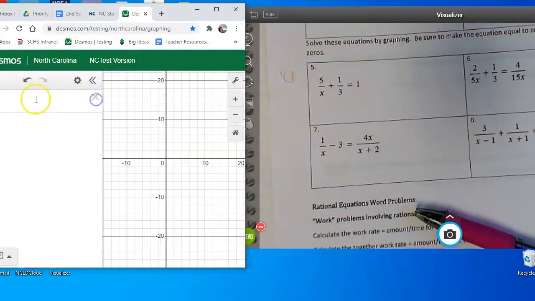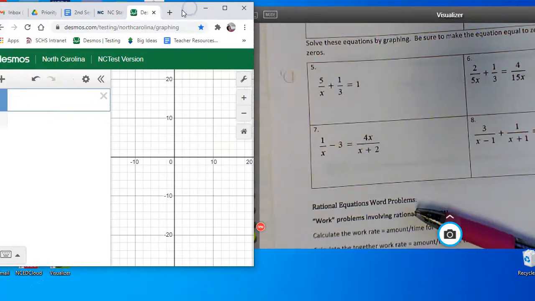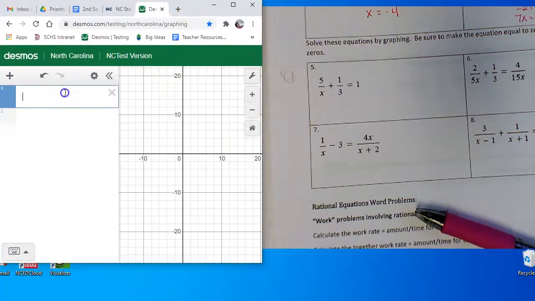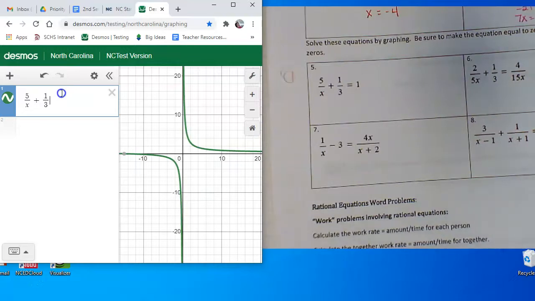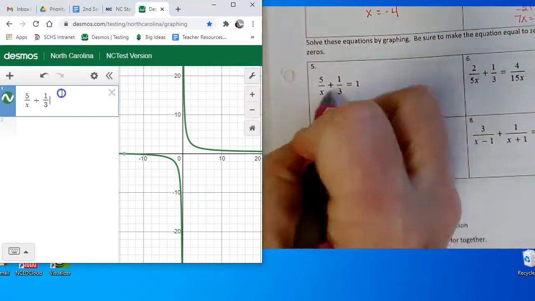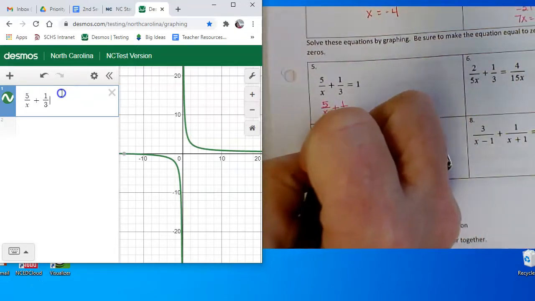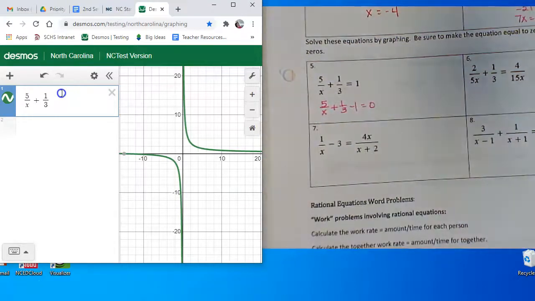So, in Desmos, you're going to enter, move this over a little bit to make sure you can see it all. So, everything on the left, you just enter it the way that you see it, 5 over x plus 1 over 3, except 1 over 3 can't be on the bottom. I need to move it over. 1 over 3. Oh, goodness. There we go. And then it says equals 1, so what I'm going to do is I'm going to make it equal to 0, like we've done in the past with other kinds of problems where we said move it over and make it equal to 0. So I'm going to subtract 1 on both sides to make it equal to 0.